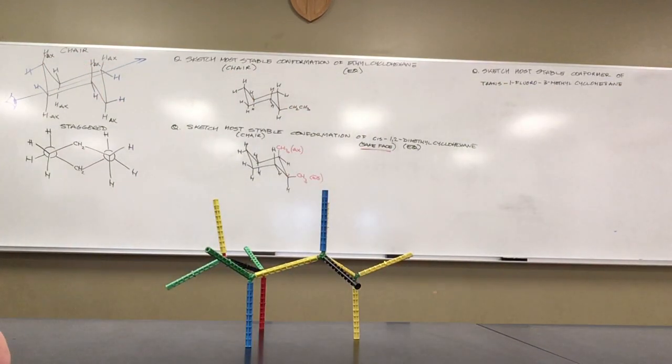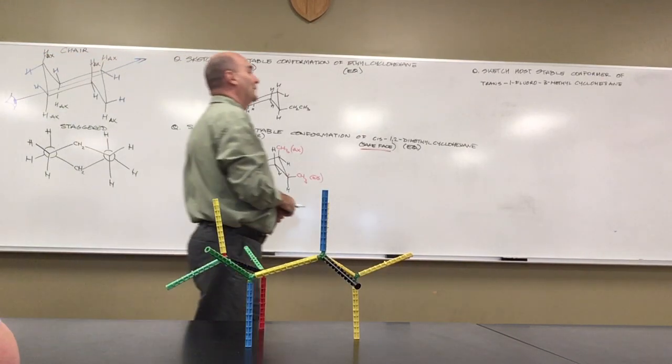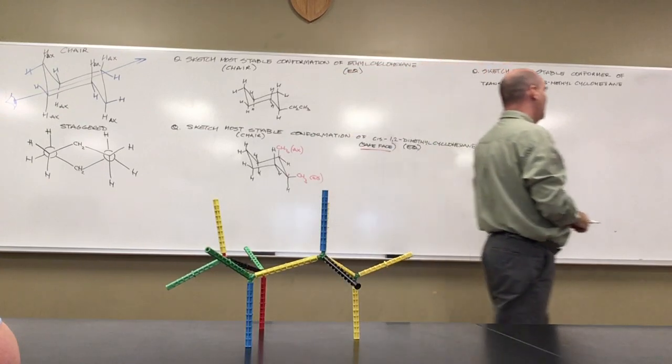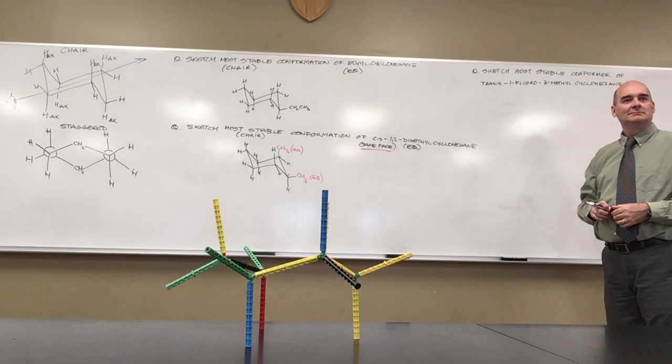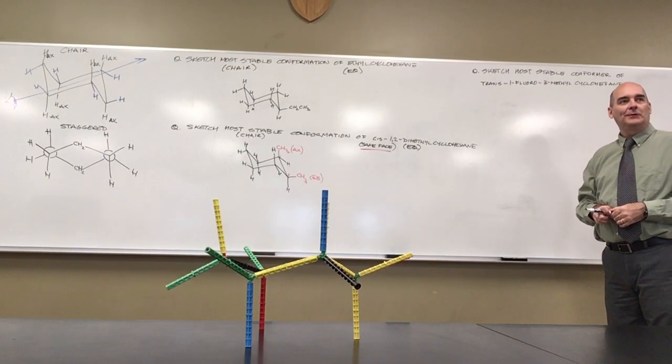1, 3, fluoro at the 1, methyl at the 3. Why is my fluoro at the 1 and not at the 3? Why is it not methyl fluoro cyclohexane?